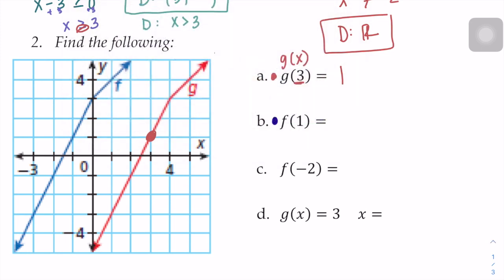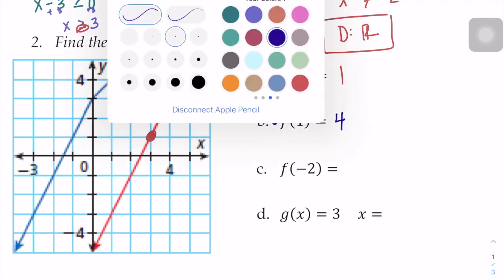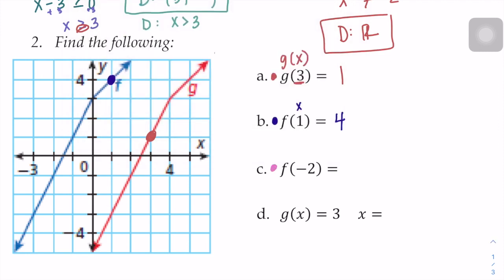F of 1. Now I'm looking at my f graph, figuring out this x value of 1 and figuring out where that is on my f function. So it is up at 4, so we're going to put 4. Next we have negative 2 on that f function, going to negative 2, and then I am here when I'm on my f. So that is at negative 1.